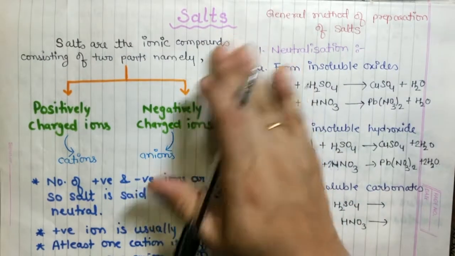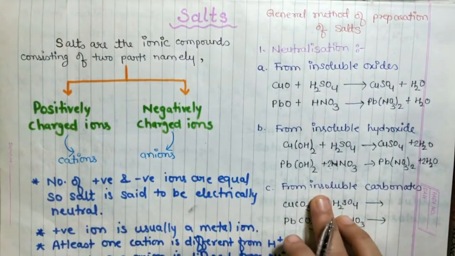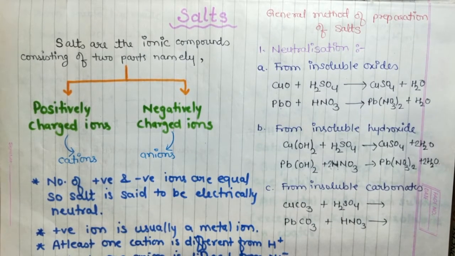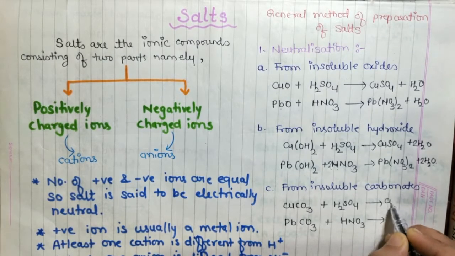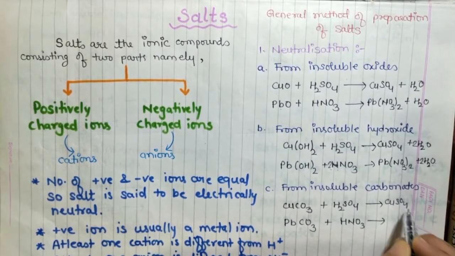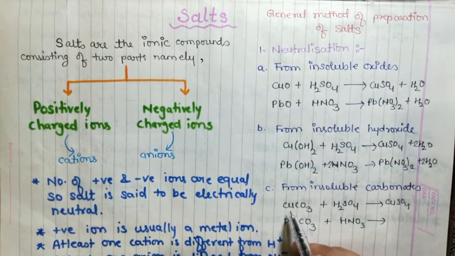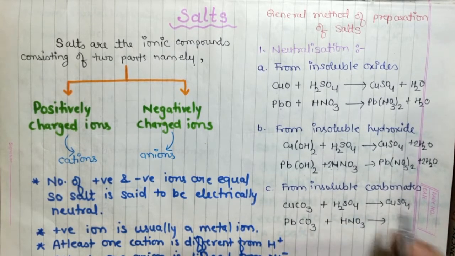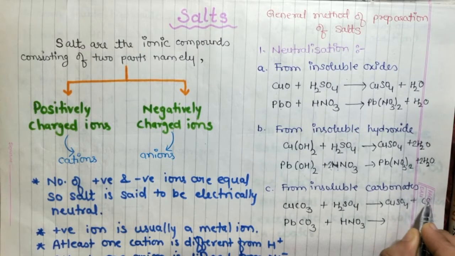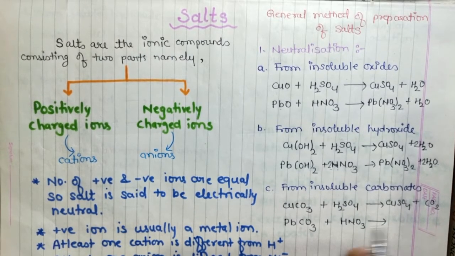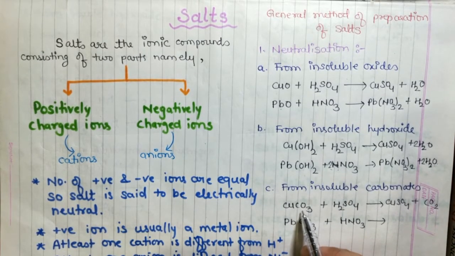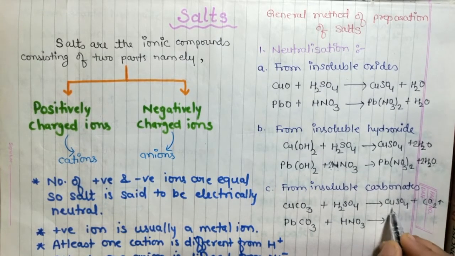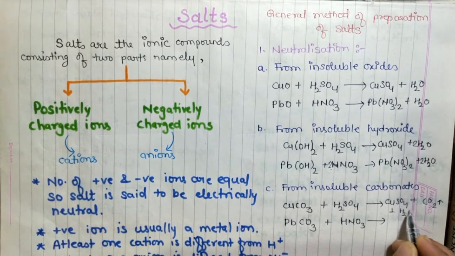Next, if I check the reaction from insoluble carbonates, then we can say that your copper sulfate is again forming. How? Because the copper is positive and sulfate is negative, so it will combine, and here CO2 will also go out. Why? Because whenever carbonate is there, we will just remove the CO2 gas from this reaction. Another product will be your H2O.